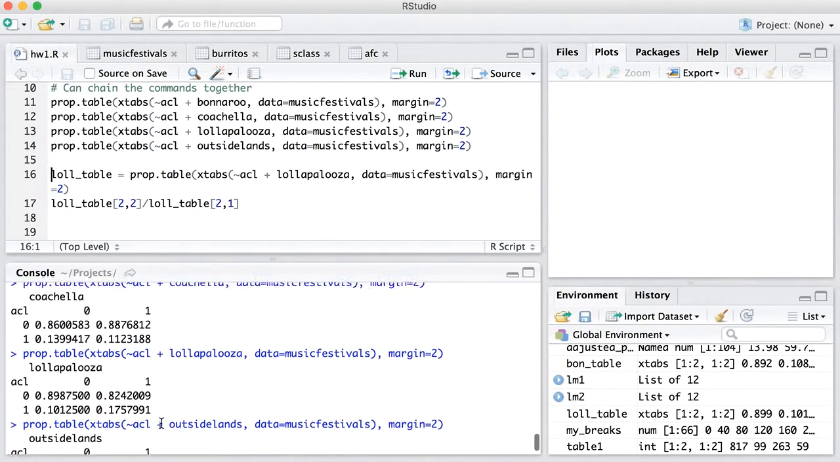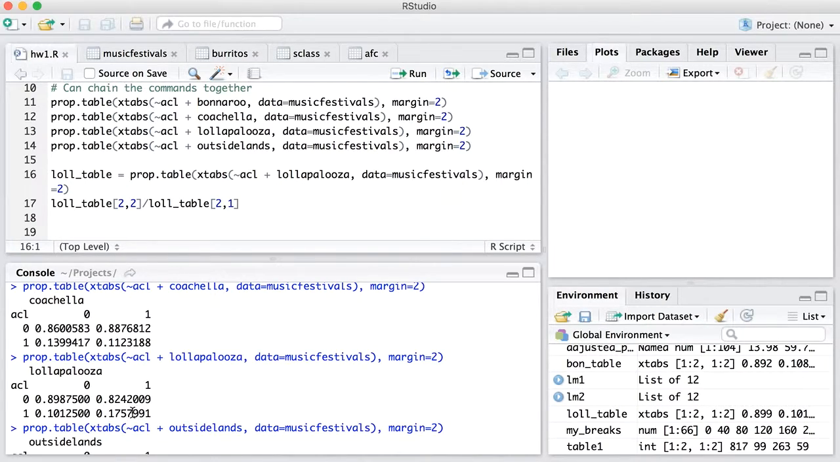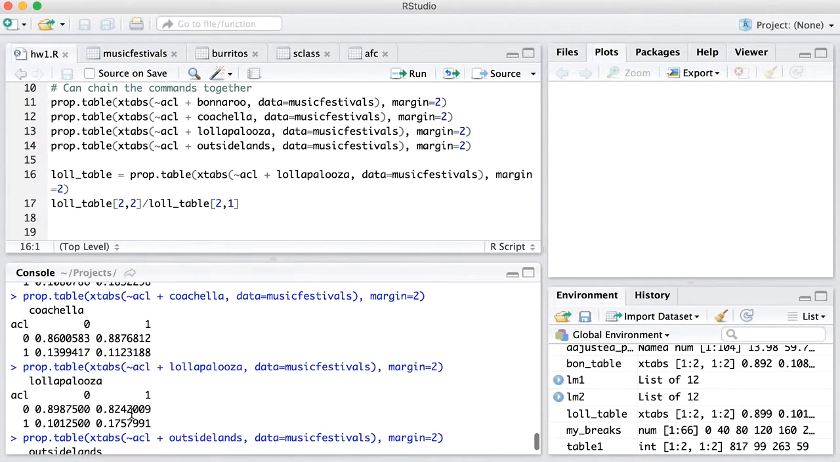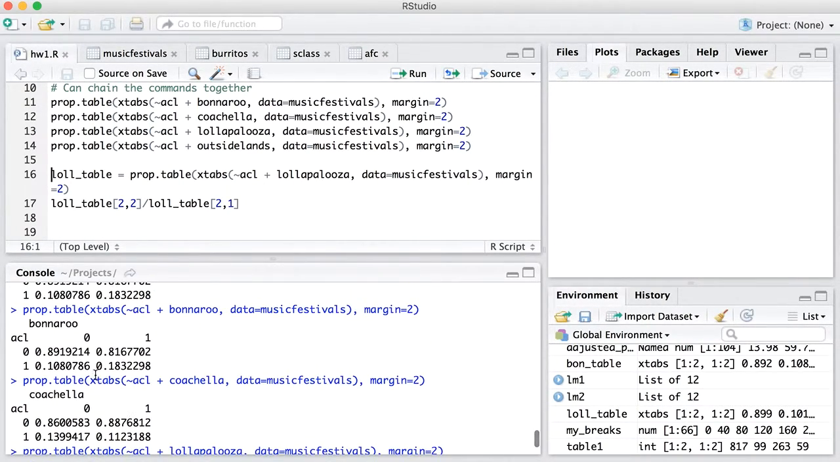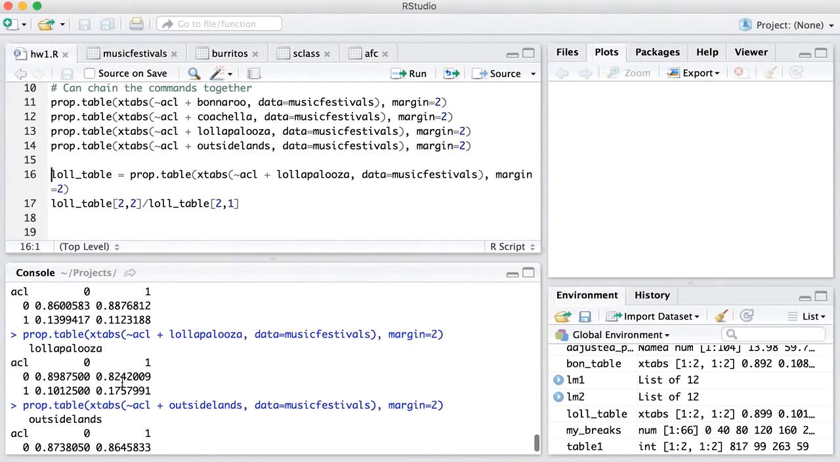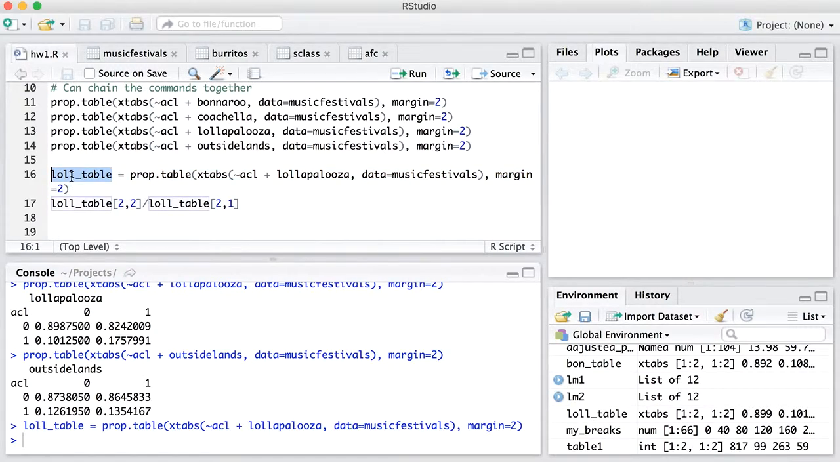And if you scroll back through the results right here and start comparing, it looks as though it's probably either Bonnaroo, 18 versus 11, or Lollapalooza, about 17.5 versus 10, that is most strongly predictive of attendance at ACL Fest. And if you're very careful, you go through, let's just take Lollapalooza as an example. Let's take that table of proportions and call it lol table for Lollapalooza.